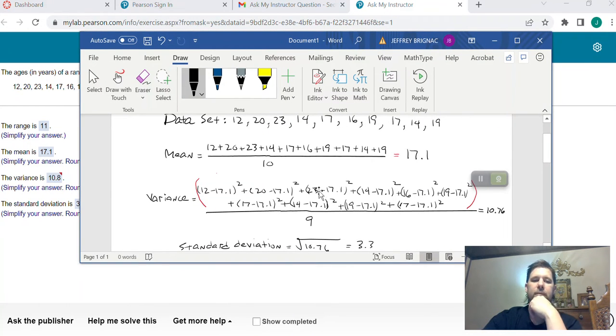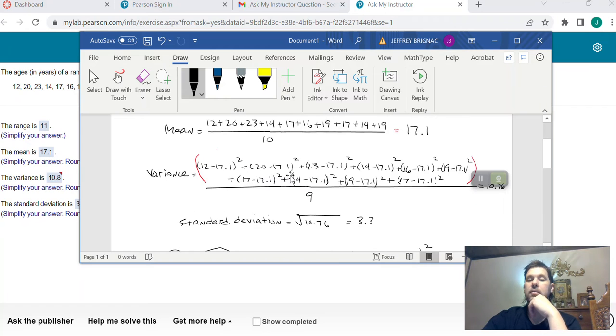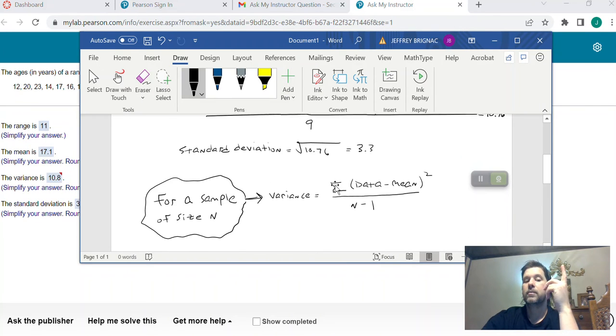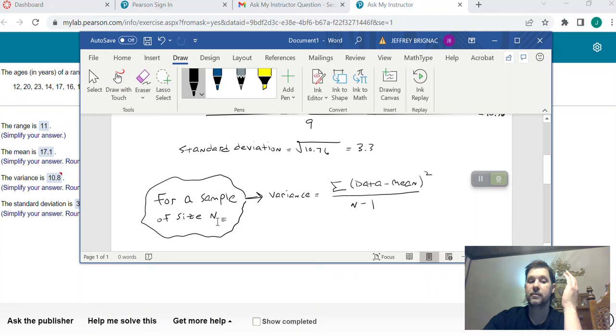Okay, and for the variance, well, for a sample, rather than a population, the formula for the variance is you take each data entry, you subtract the mean, you square that, and you add that together for every single data entry. And then you divide by n minus 1. So you don't divide by n, you divide by n minus 1.